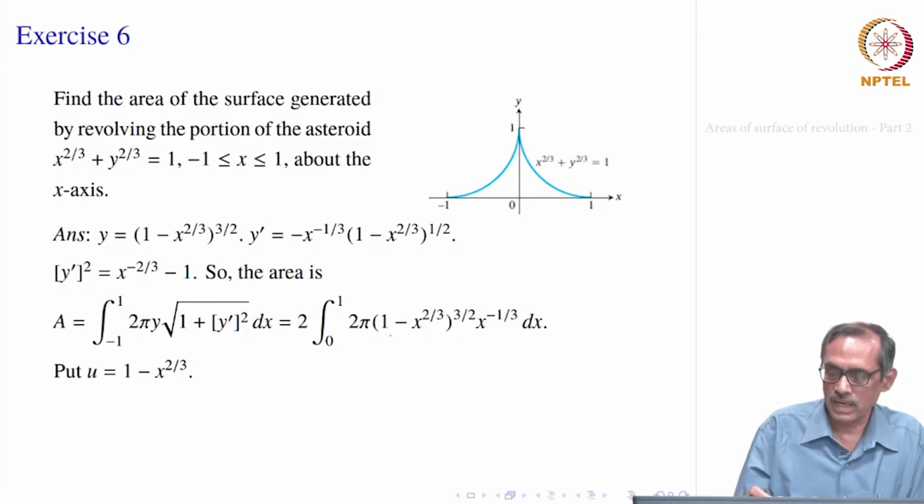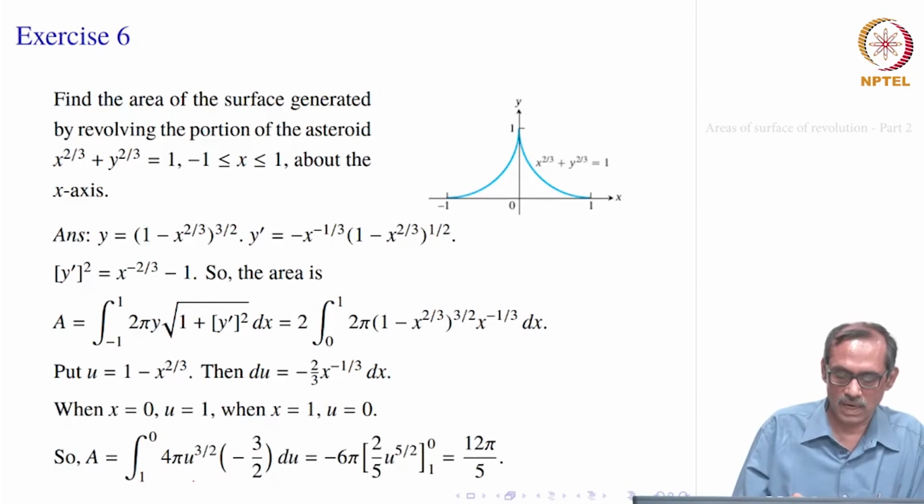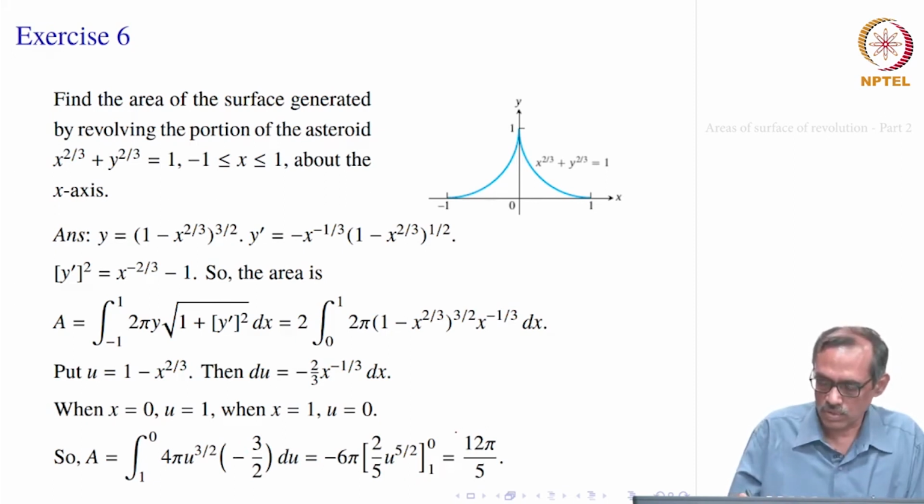To integrate it again, we take 1 minus x to the power 2 by 3 as u, and then du is minus 2 by 3 x to the power minus 1 by 3. So, 3 has to be divided and multiplied. So, that gives you the integral from 1 to 0, because u varies from 1 to 0 now, of 4 pi u to the power 3 by 2 times minus 3 by 2 du. Okay. So, 3 is coming here now. So, that simplifies to 12 pi by 5, just verify them.